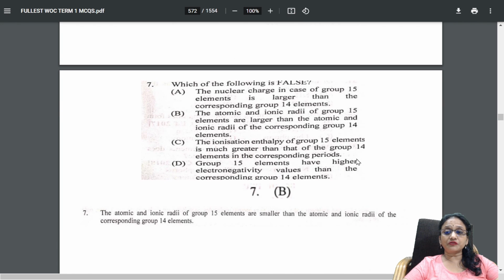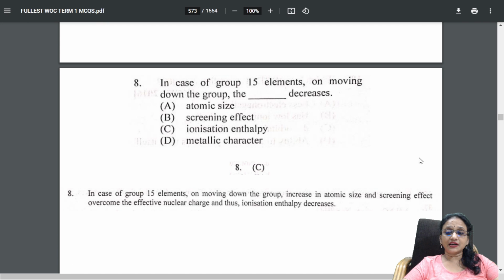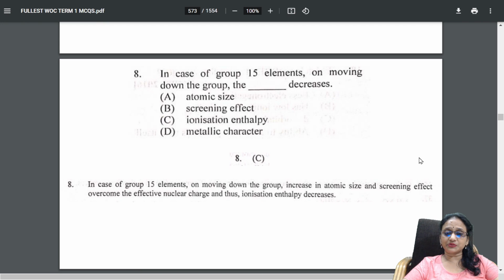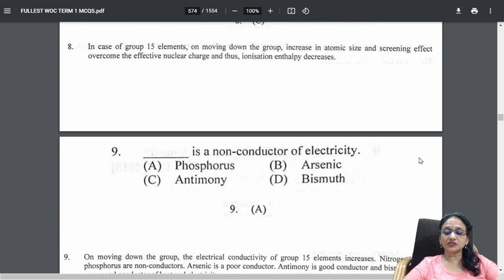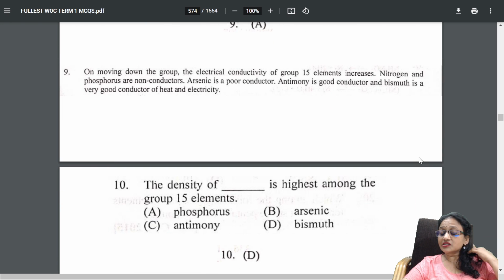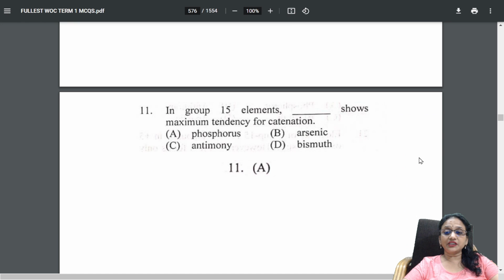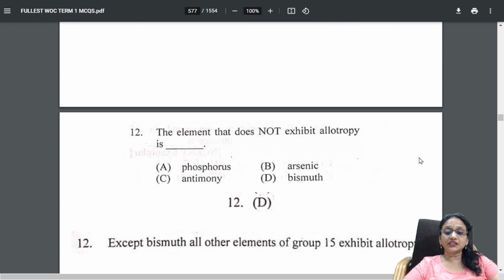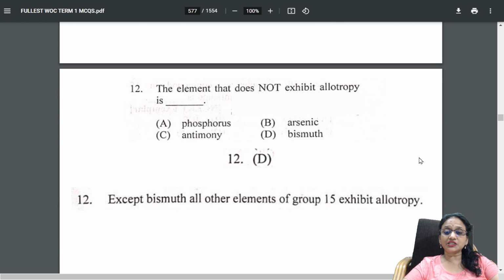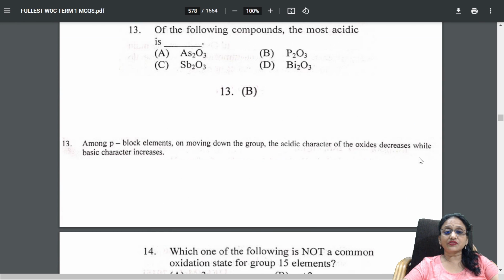In P block, true or false questions are most important. They're going to ask you questions based on the trends: atomic size, screening effect, ionization. They're also going to ask you among group 15, which are conductors, non-conductors. All the trends, density questions. Catenation property, they're going to ask you. They will ask which element does not exhibit allotropy. Like that, the reason also is given below.